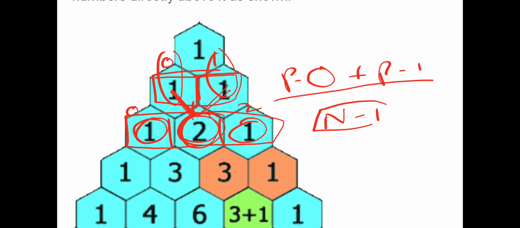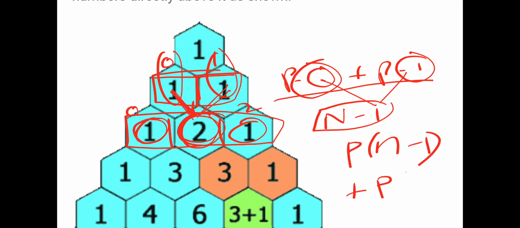For the new index 1 location we need the previous 0 and previous 1. So in general, if I take n minus 1 of the previous row plus n of the previous row, this will yield me the value of the new row's n value.